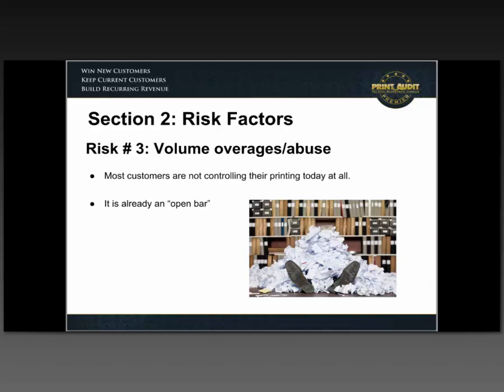In other words, their print behavior was never mitigated by cost per page. They never really paid attention to it, that people were printing the way that they wanted to anyway. And most of them didn't have any mechanisms in place for color control or waste pages or other things. So the truth of the matter is, for most customers today, they're already printing the way that they want to, and a seat-based price is not going to change that behavior.